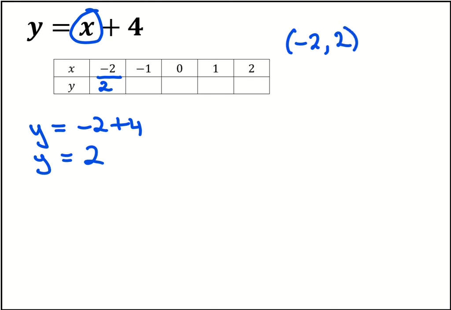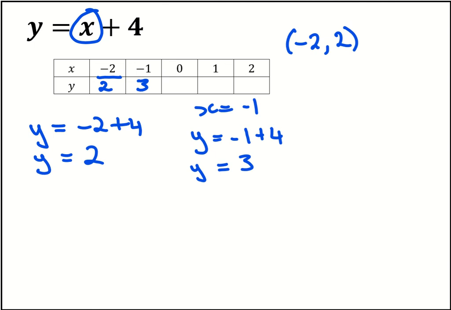Then I'm going to do the same thing. I'm going to substitute x equals -1 into the equation. And so I'm going to get y equals -1 plus 4, and -1 plus 4 is 3. So when x is -1, y is 3.